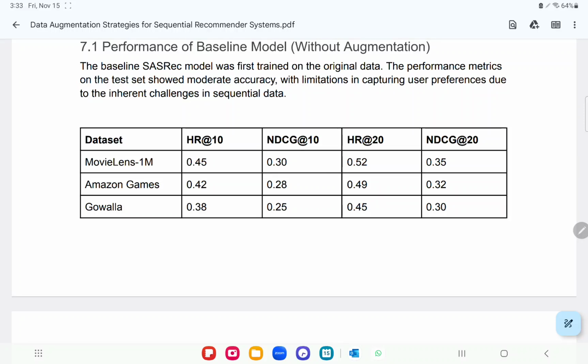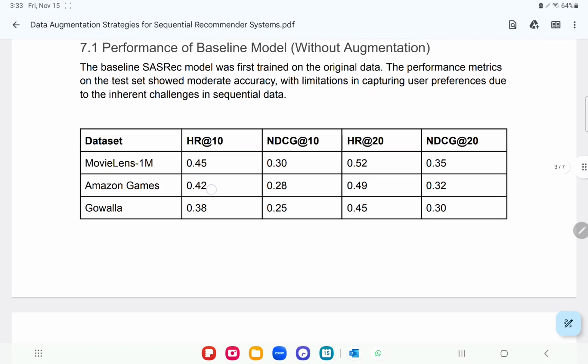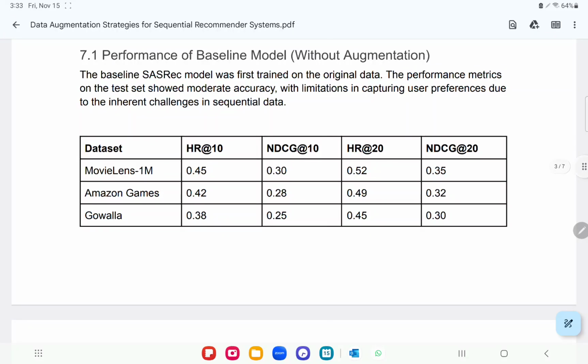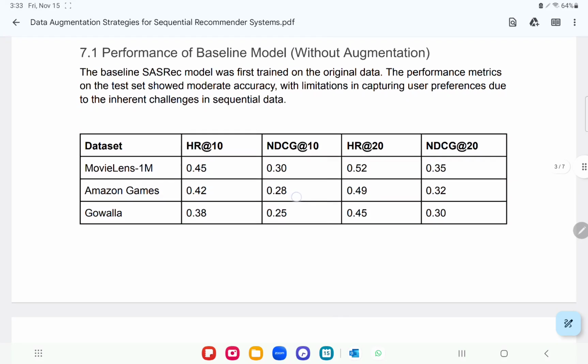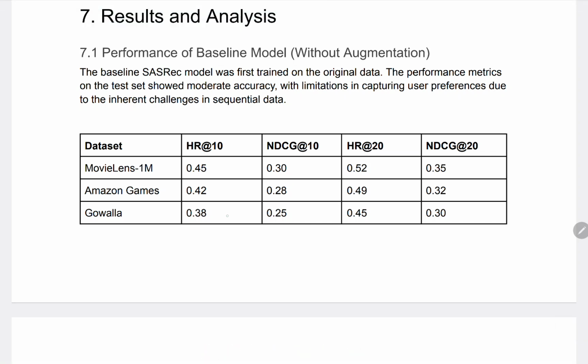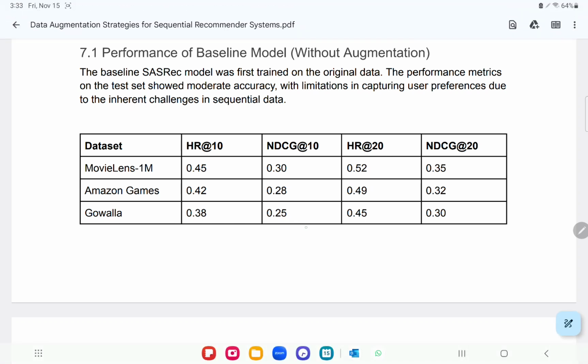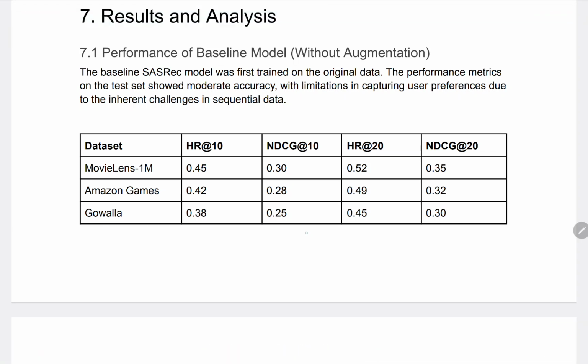Whereas in Amazon Games, HR@10 was 0.42 and NDCG@10 was 0.28, showing similar limitations in capturing user preferences. Gowalla shows that HR@10 was 0.38 and NDCG@10 was 0.25, the lowest among the datasets, highlighting the challenge posed by sparse and imbalanced data.